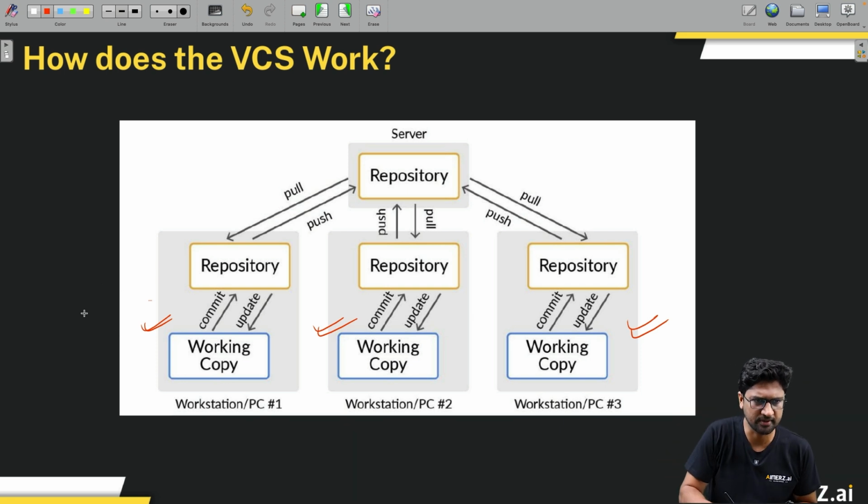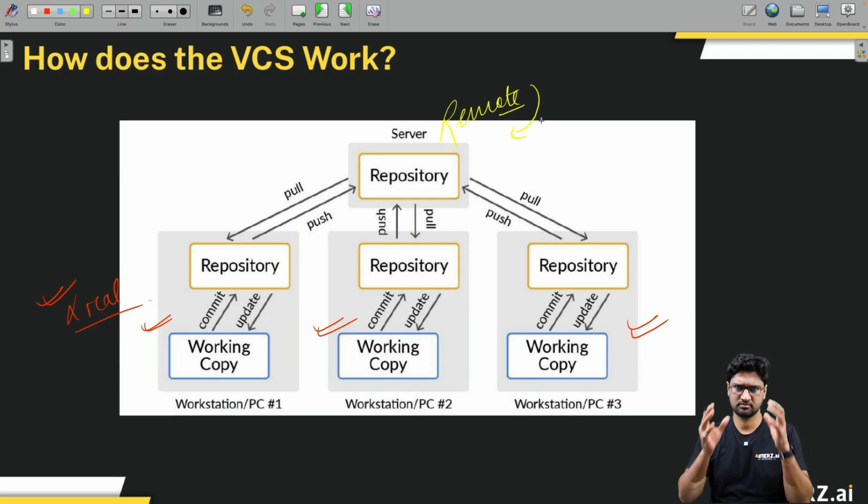One is the local part. The local version control tool should be up and running in the local machine. So all these three people, workstation 1, workstation 2, workstation 3, should have this version control tool running in their local system. And then we have a remote server, where again this version control system should be hosted.